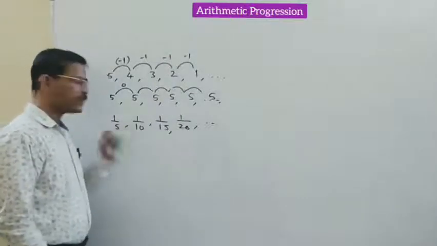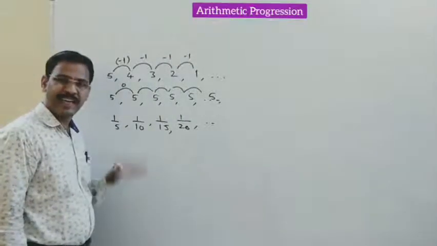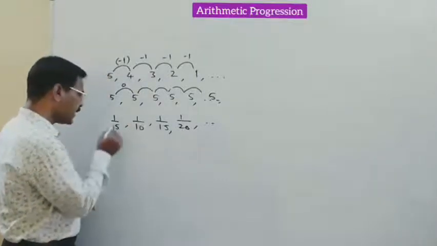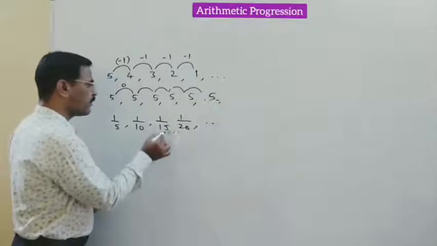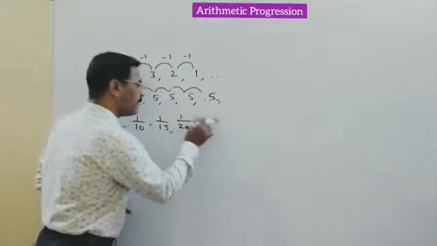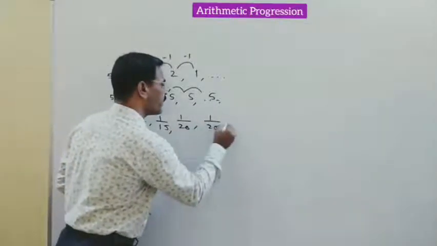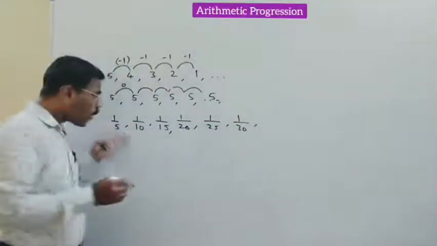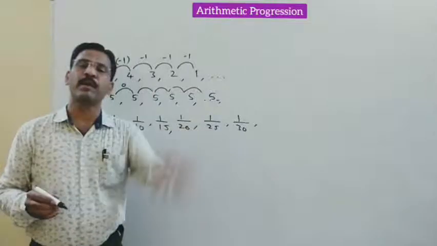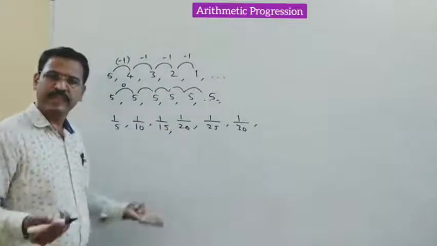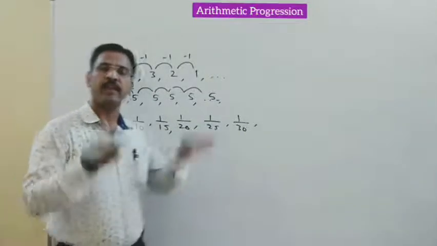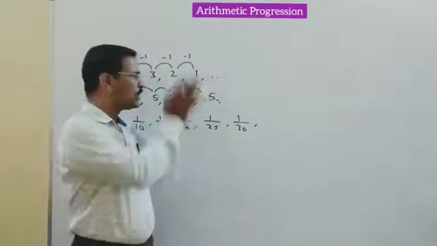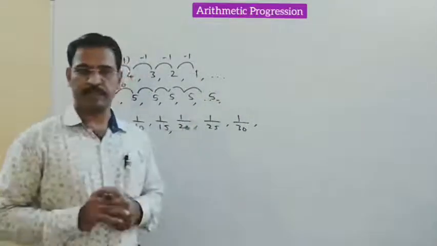1 upon 5, 1 upon 10. What is here? Is there any relation? Look here. Here we can predict. See here, 1 upon 5, 1 upon 10, 1 upon 15, 1 upon 20. We can write the next term as what? 1 upon 25. Yes, 1 upon 30. It means the denominator is a multiple of 5. That means whenever we can predict the next term, all these are called sequences.